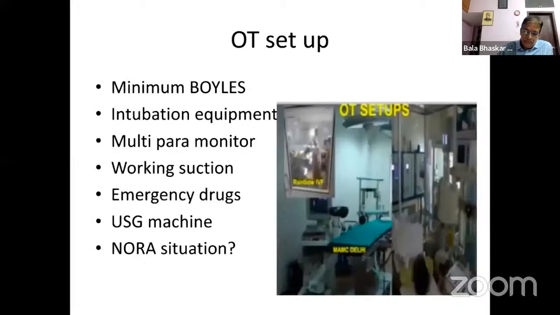So how will be the OT setup? This is a small OT in addition to the major OT in a gynecology hospital, or in an exclusive IVF center, this may be the only OT, and we should insist on a minimum of a Boyle's apparatus. Workstation as such may not be all that necessary, but a Boyle's is a bare minimum. And there should be facilities for intubation equipment, even though we may not be intubating the patient. There should be a multi-para monitor by which we can monitor SpO2, heart rate, NIBP, and ECG. And of course, there should be things like working suction and emergency drugs. Ultrasound machine will also be there, and sometimes radiologists are called to help show the follicles to the gynecologist. So this is a kind of non-operating room anesthesia situation somewhat.